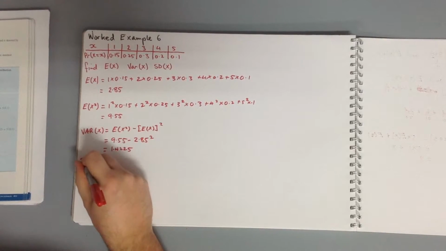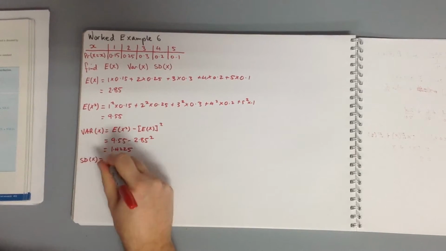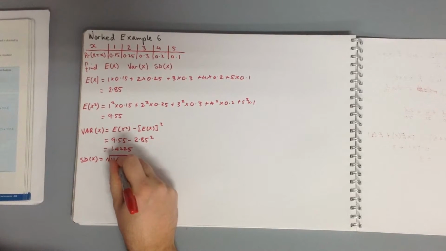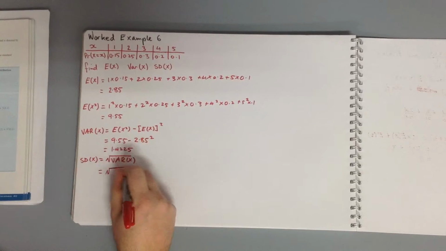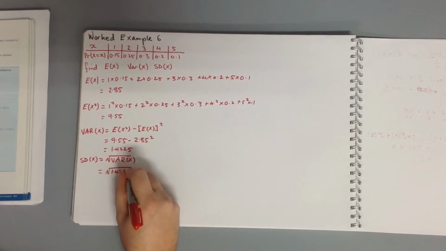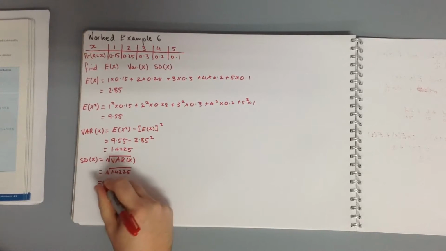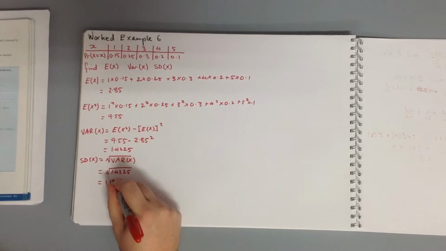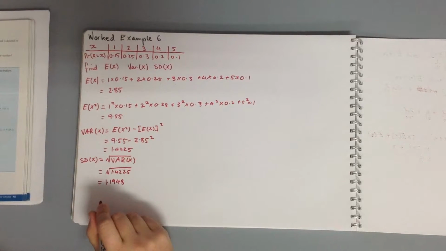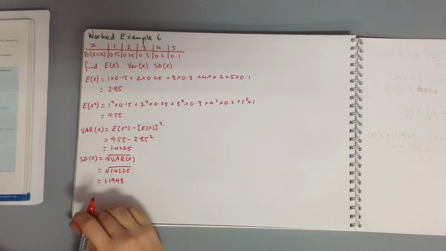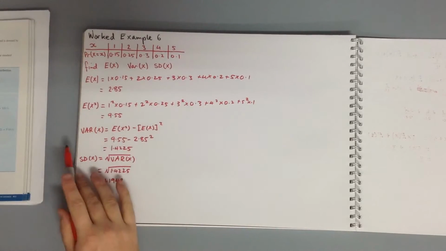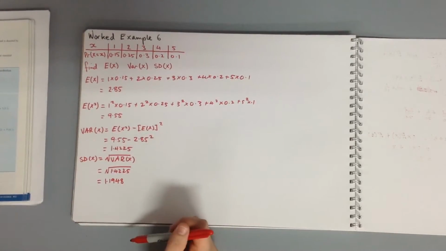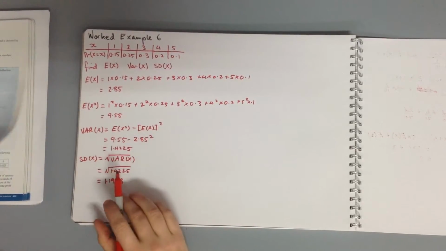Okay, and we know our standard deviation of X is equal to the square root of our variance of X, which means it's the square root of 1.4225. So we find our standard deviation is 1.1948. Okay, and that's all there is for that worked example. If you really set these things up well, and you just do your expected value, your E of X squared, your variance and your standard deviation in a nice, logical, well set out manner, you won't have any difficulties with these questions.